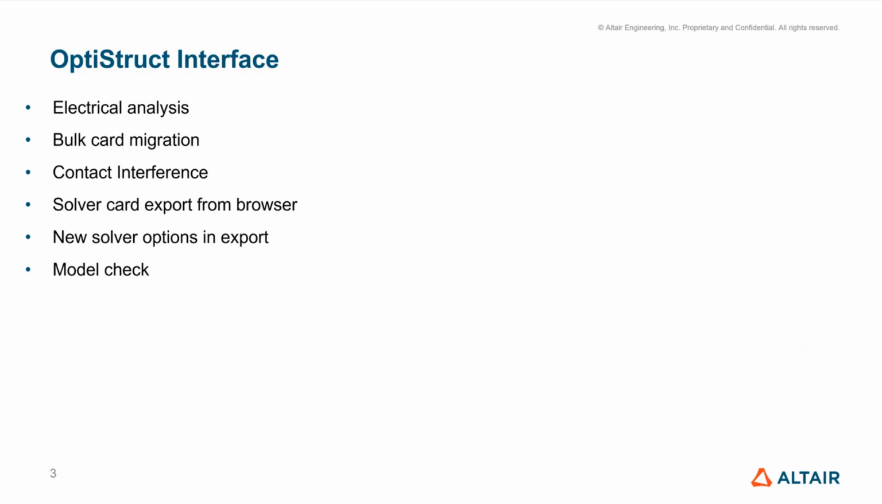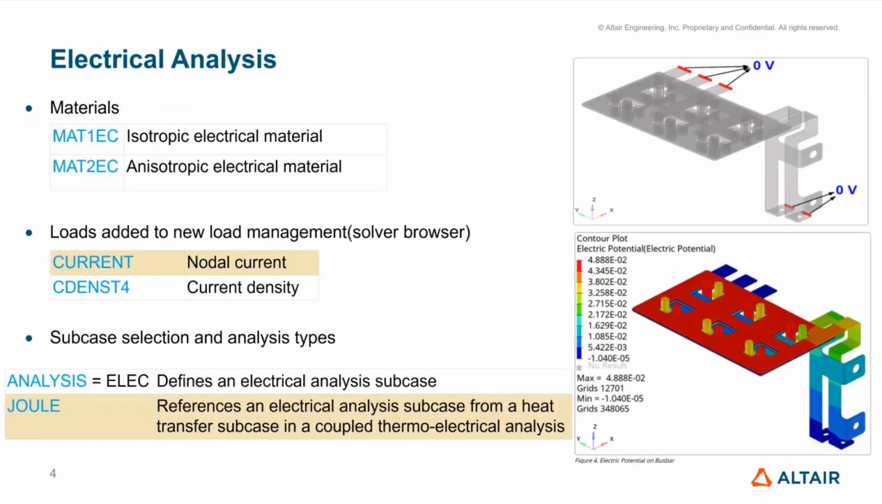And from the nonlinear side, we also implemented the contact interference. That's a new bulk card, and some of the generic enhancements are solver card export from the browser and new solver options in the export browser, and a couple of checks added for model checking for the rigid elements. So talking in detail about the high-level overview.